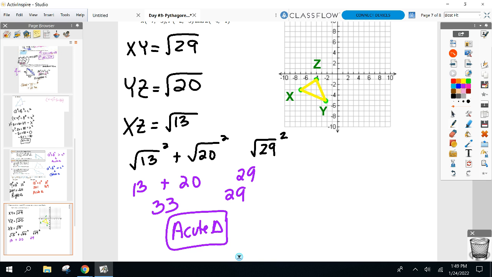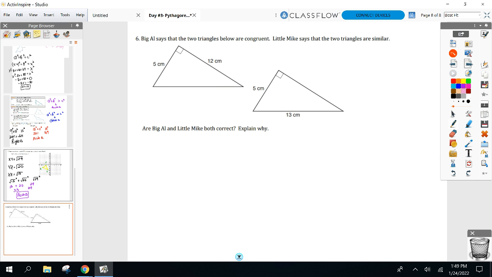All right, last one I want you to do in your groups. I'll give you about 5 minutes, a little Regents type question. Big Al says the two triangles are congruent. His brother Little Mike says the two triangles are similar. Are Big Al and Little Mike both correct? Or maybe one is right and one is wrong. You discuss in your group. But what I had given you is not enough to say they're congruent or similar yet. You're going to have to find some more info. So discuss it in your group, 5 minutes, and get back together as a group. Are they both correct? Only one correct?